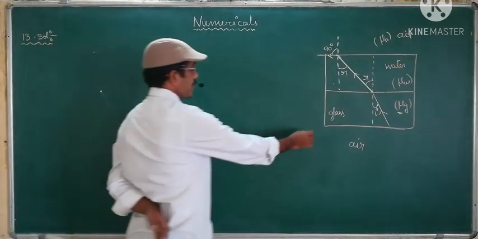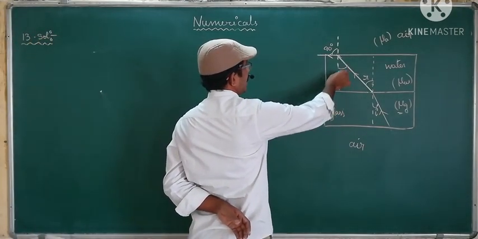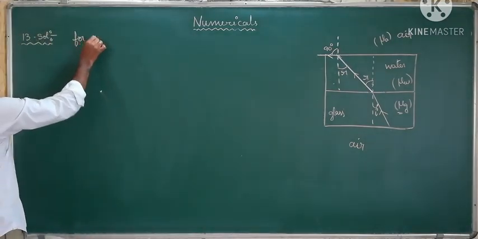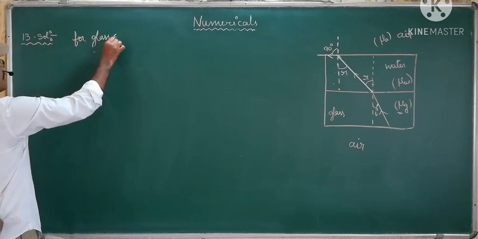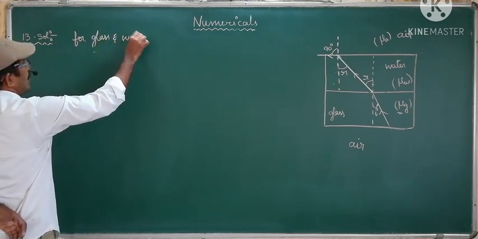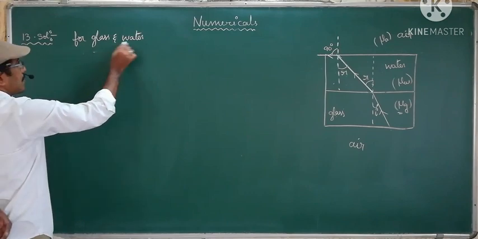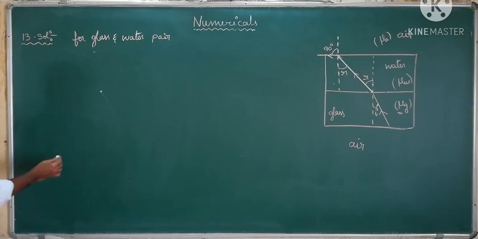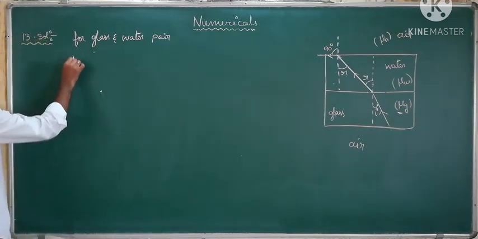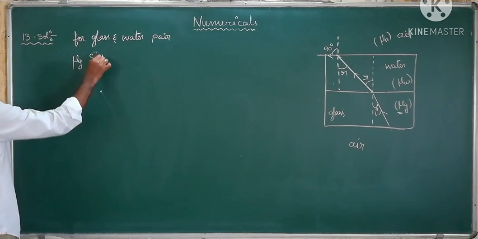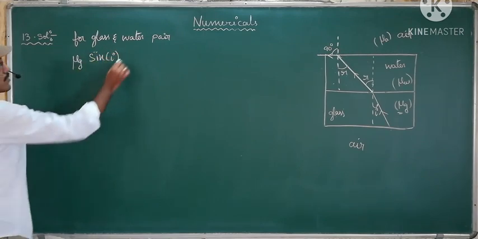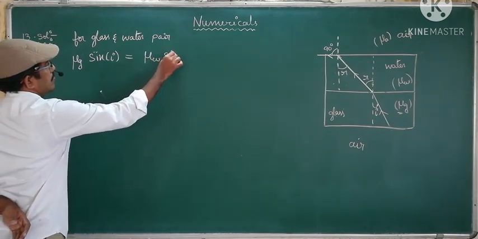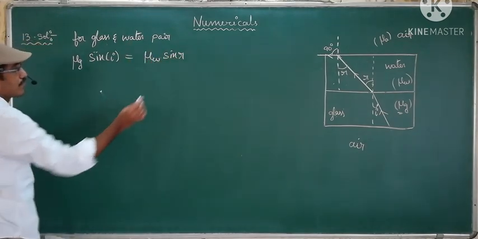So first I am going with glass and water, further water to air. For the glass and water interface, apply Snell's law. So refractive index of glass mu g into sine of angle i is equal to, in water, that is mu w into sine r. This is equation 1.